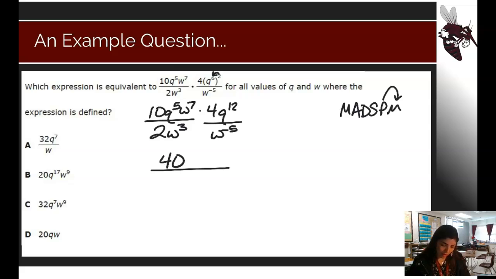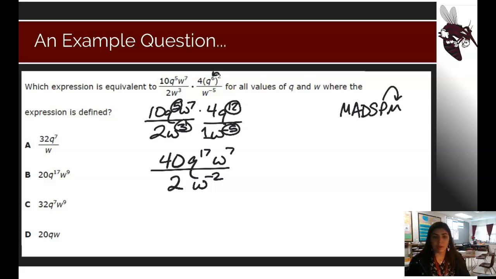And then I have q to the 5th power and q to the 12th power. Well, if I'm multiplying bases, I add exponents. That's where the rules change to use the exponent rules. 5 plus 12 is 17. Then I have a w. In the bottom, there's no other constant here, so it's like a 1. 2 times 1 is 2. And then I have 3 and negative 5 for my w's. This is going to be w to the negative 2 power.